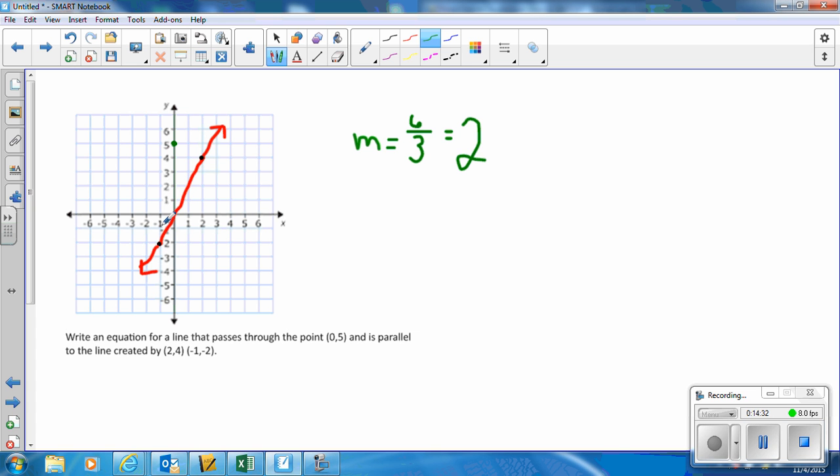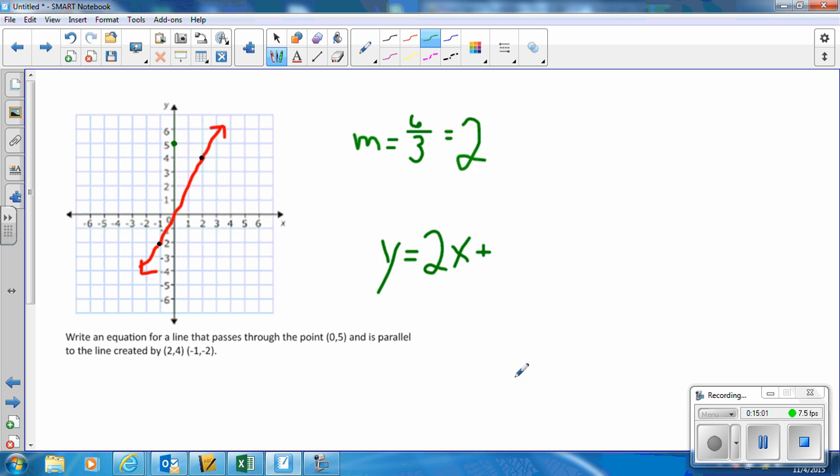Let's count that one more time. 1, 2, 3, 4, 5, 6. 1, 2, 3. Great. And it's starting at the bottom left, going up and to the right, so that means I have a positive slope. Because I'm looking at parallel lines, I want my slope to stay the same. So my new equation is still going to have a slope of 2. So I already know it's going to be y equals 2x plus something.